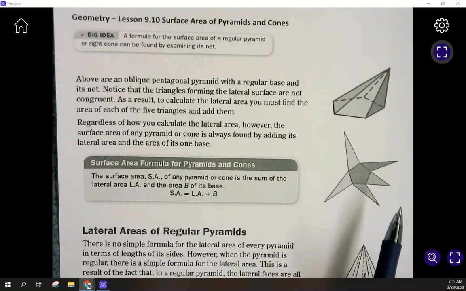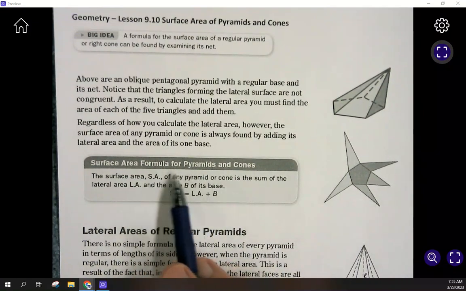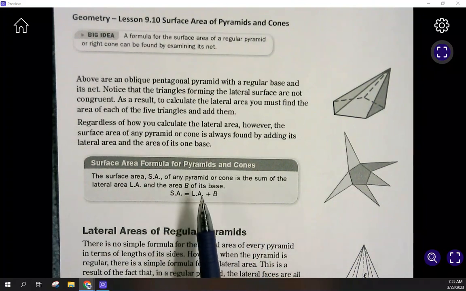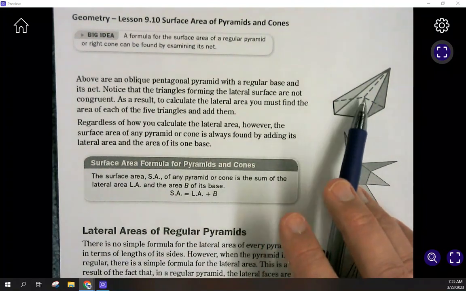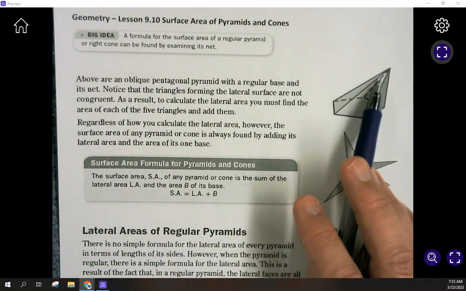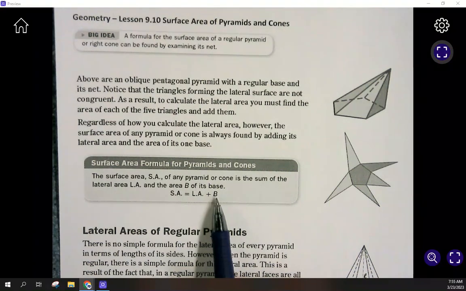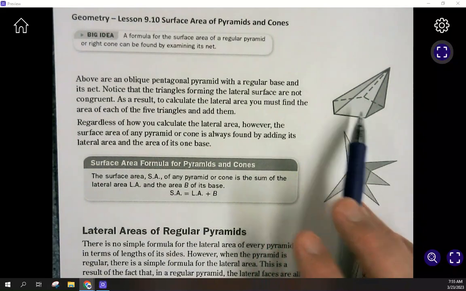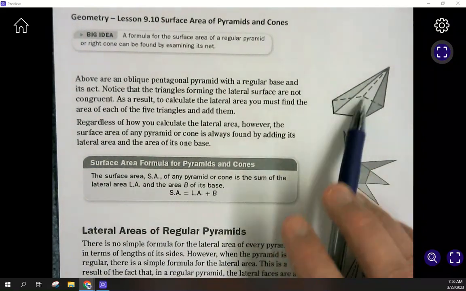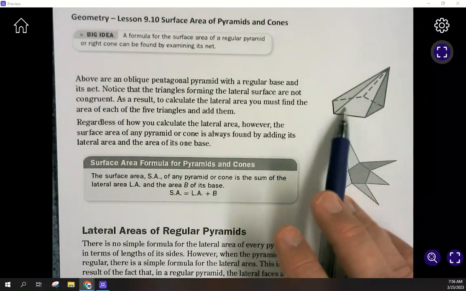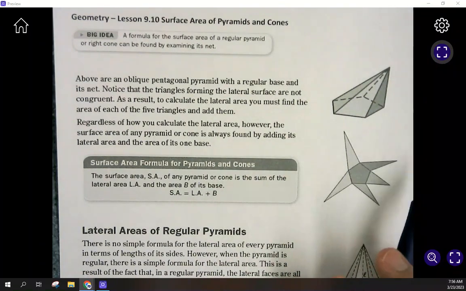But just in general, the surface area for any pyramid or cone, whether it's regular or not, is the lateral area, which would be all of these triangles, all of the sides that go up to the apex from the base, plus the area of the base. So it looks very similar to our prisms and cylinders, except instead of two bases, there's just one. So you find the area of all of these lateral faces, and then you add it to the area of the base, and that's the total surface area.